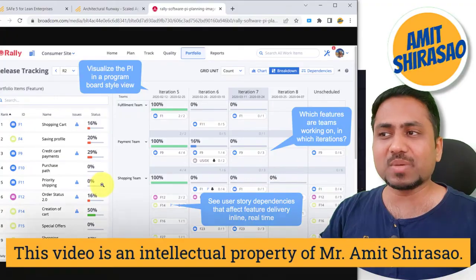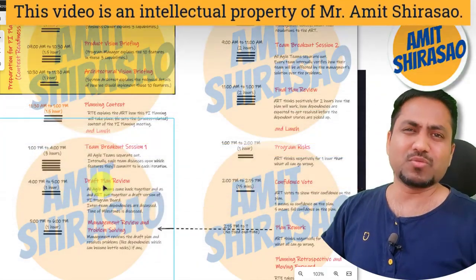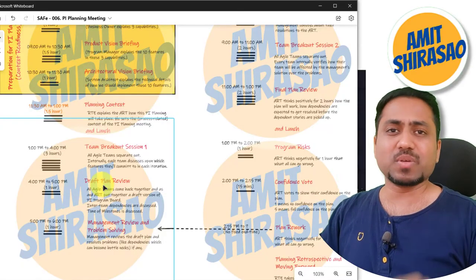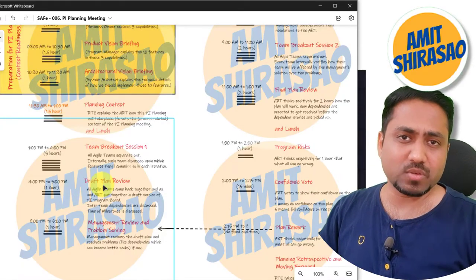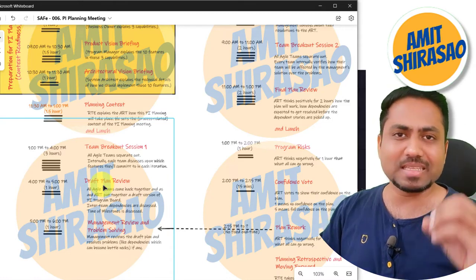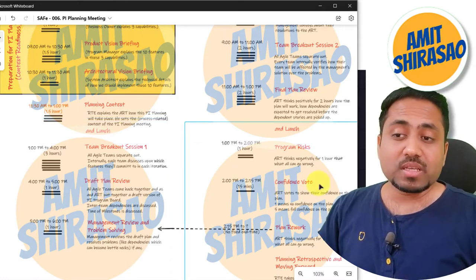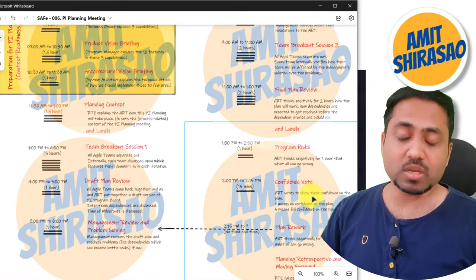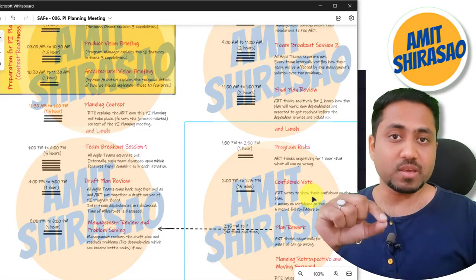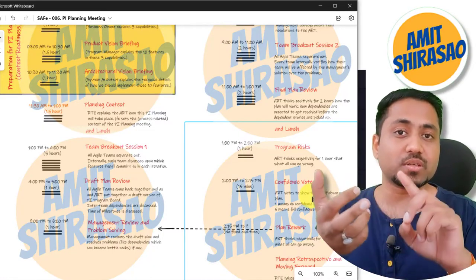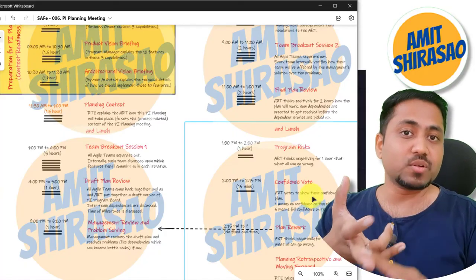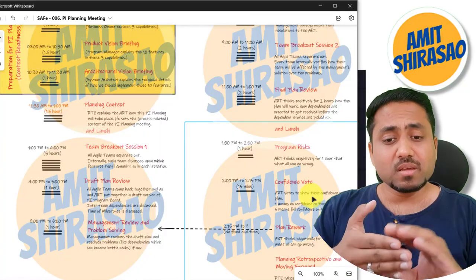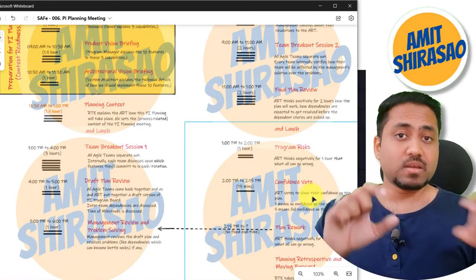Even Slido is good for that. Just create a poll in Slido and ask people to vote. Anything is okay. So in the confidence vote, all the members of the ART vote. Who are the members of the ART? All the teams. Every team has a Scrum Master, Product Owner, individual developers, QAs, everybody. Plus program level people.